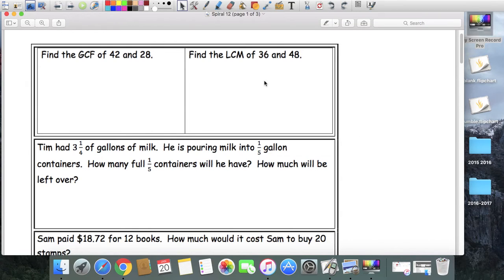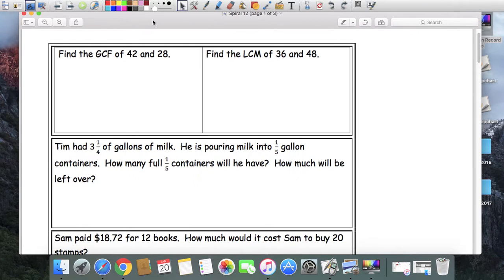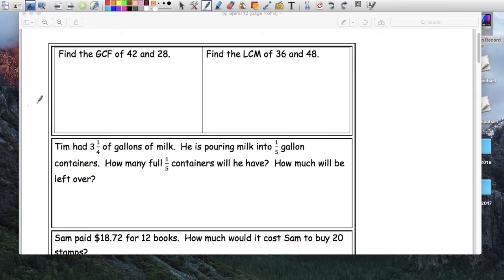So Spiral 12 actually is very closely related to Spiral 11 in terms of the questions. I actually meant to give you guys this as a quiz or something, but that didn't happen, so it's okay. We get to practice more. So let's start. Find the GCF of 42 and 28 again. The ladder method's fine, and it's just one of the many ways we can find the GCF.